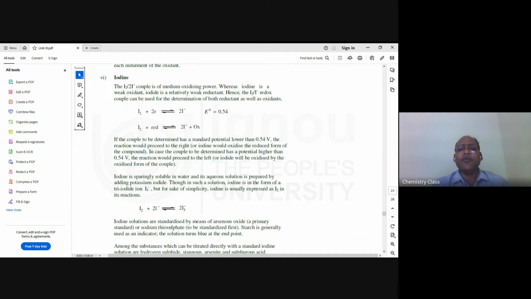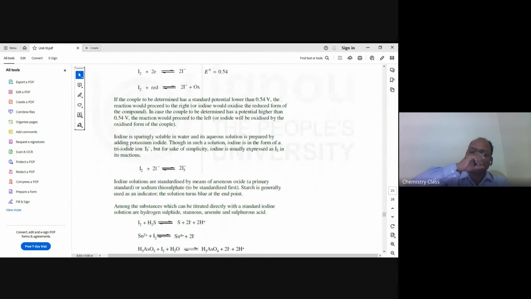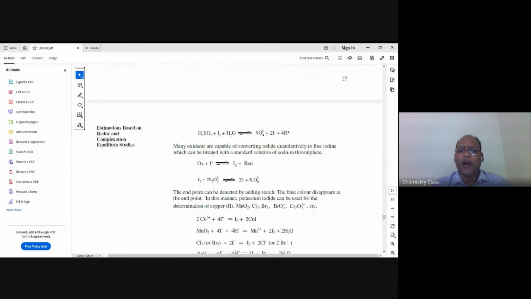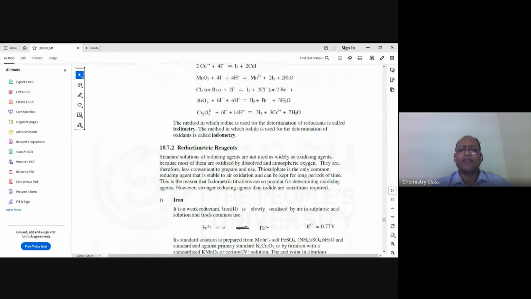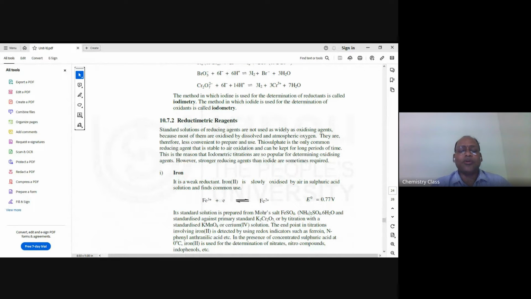Iodine is a relatively weak reductant also. So as you come down, from strong oxidizing to weak oxidizing agent: fluorine, chlorine, bromine, iodine. On the basis of that, iodine is a weak oxidizing agent. So it is an oxidimetric reagent and a reductometric reagent.